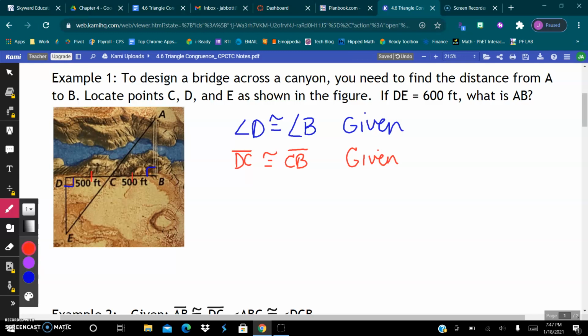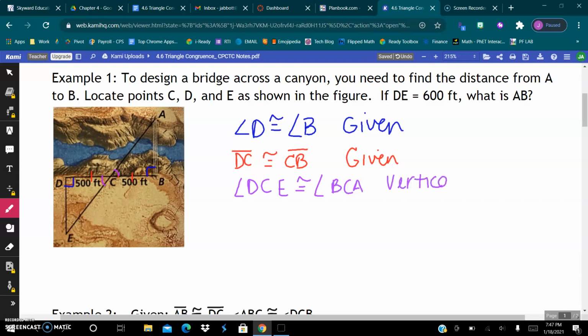And looking here, these two angles would be congruent as well because they are vertical angles. So angle DCE is congruent to angle BCA because they're vertical angles.